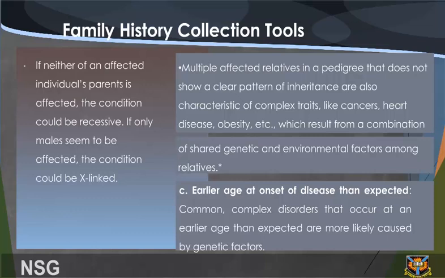C. Earlier age at onset of disease than expected. Common complex disorders that occur at an earlier age than expected are more likely caused by genetic factors.